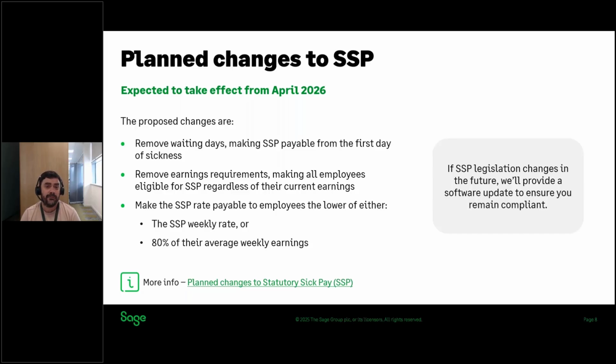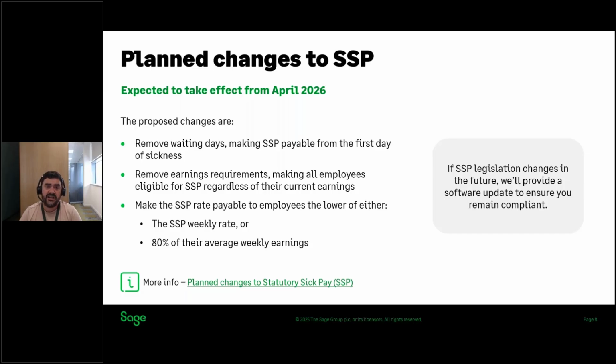It also means that the rate of SSP can vary. So it would either be the standard fixed rate of SSP, currently £118.75, or 80% of an employee's average weekly earnings. So whichever of those is lower.